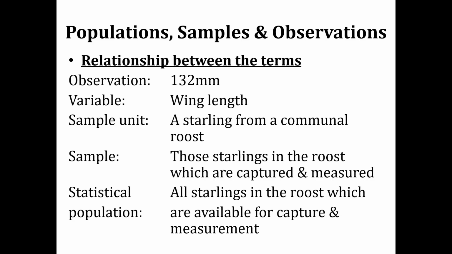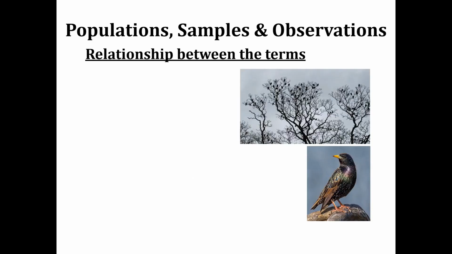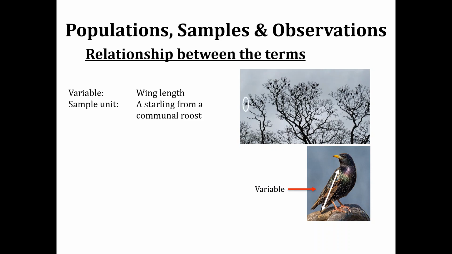So this is the relationship between these terms: the observation, variable, sample unit, sample, and statistical population. Now we can see that here as well in another way. So what is a variable? Variable is the wing length, right, that we were talking about. Then the sample unit is a single starling from a communal roost. So this communal roost, and a single starling from this communal roost is a sample unit, right?